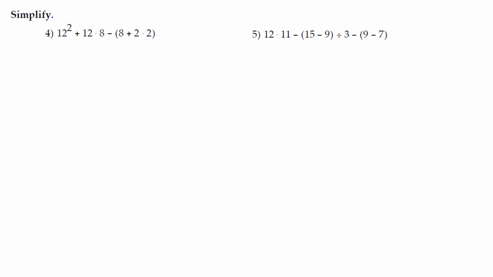Alright, simplify. So these are our order of operations. Remember our B PEMDAS. So start with brackets and or parentheses. We have no brackets. We do have parentheses. Bring everything else down. So we've got 12 squared plus 12 times 8 minus, inside here we do the multiplication first. We've got 2 times 2, so that's going to give us 4.